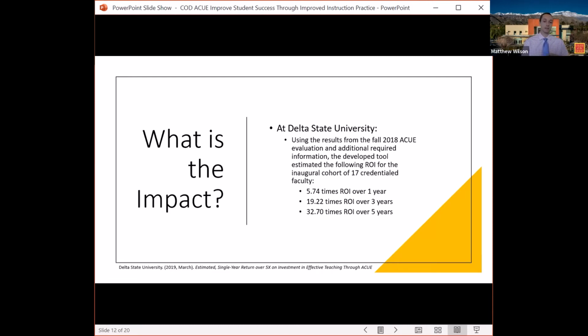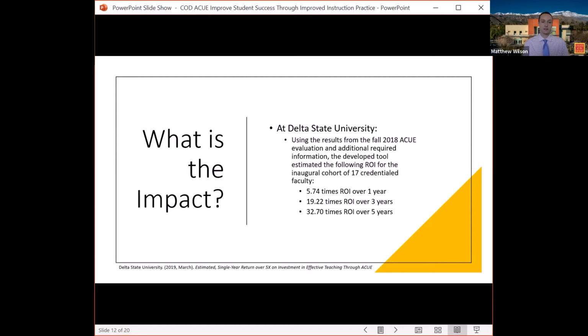These faculty members must keep teaching the same number of classes, the same number of students, and they also need to maintain the same level of success rate they had after their first year. But after just 5 years, basically the amount you paid for these 17 credentialed faculty members to go through this program, the return on investment was 32 times over 5 years.